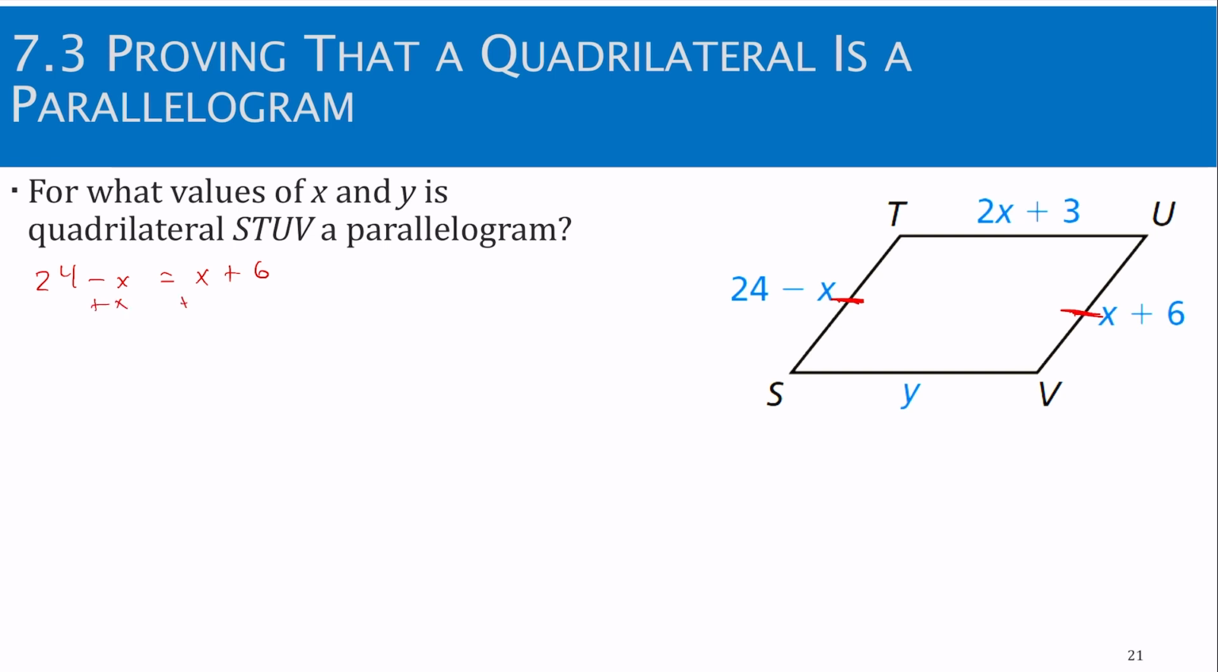Going to get the x's on the same side. Get things away from the x. And divide by 2, so I get 9 for x. So if x is 9, 9 plus 6 is 15. And 24 minus 9 is 15. So the left and right sides are 15. And the top, 2 times 9 is 18 plus 3 is 21. So the top is 21.